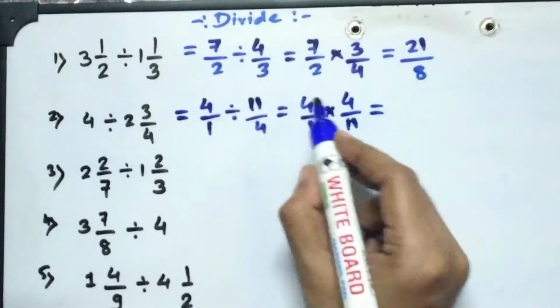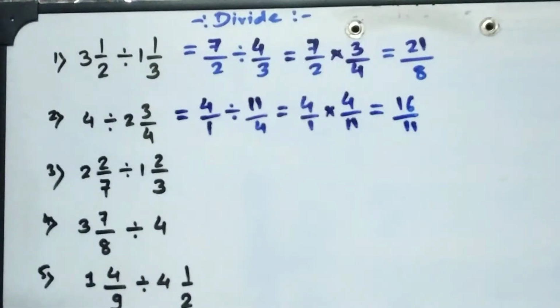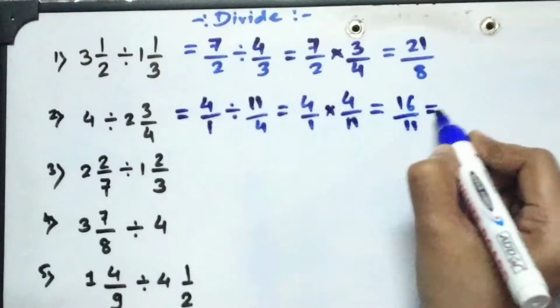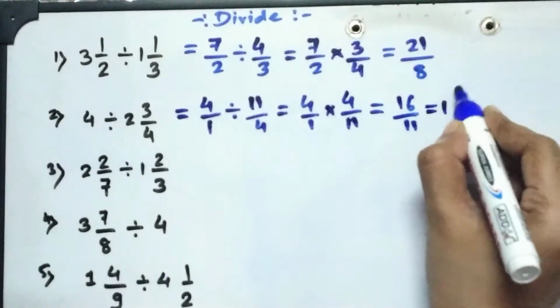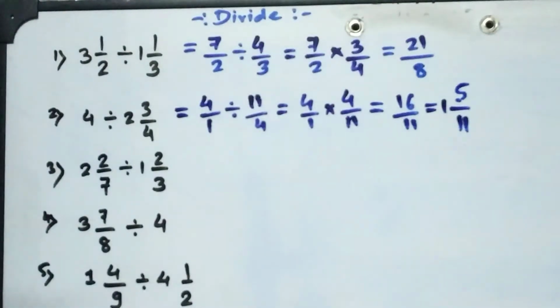So now just simplify here. 4 4s are 16, 16 by 11. Again it is an improper fraction. You can write it as a mixed fraction. You can write here 11 1s are 11, that is 5 by 11. So one integer 5 by 11 is the answer.